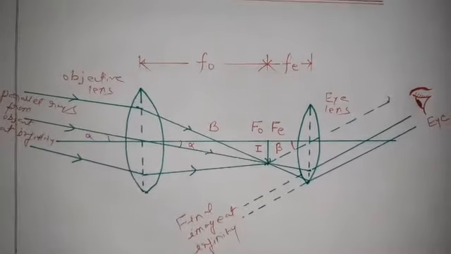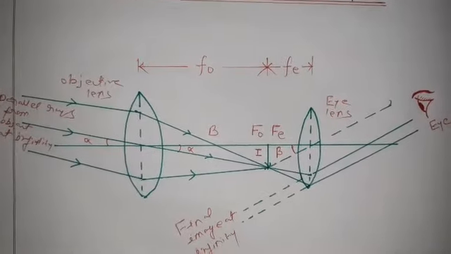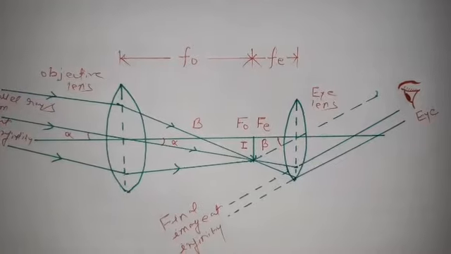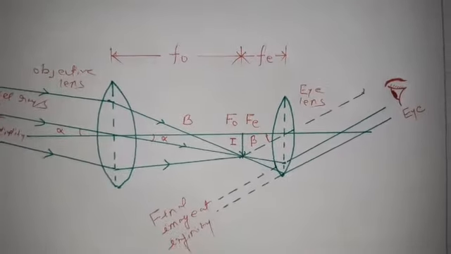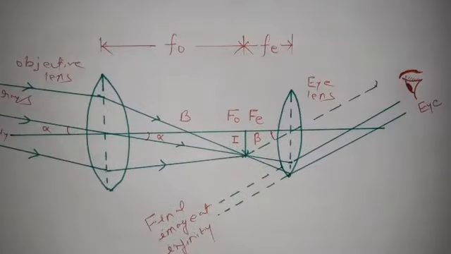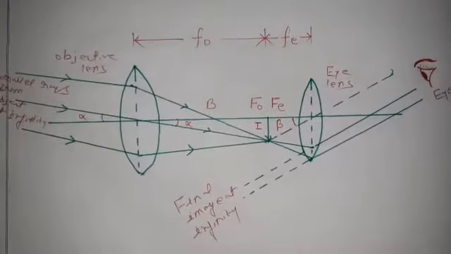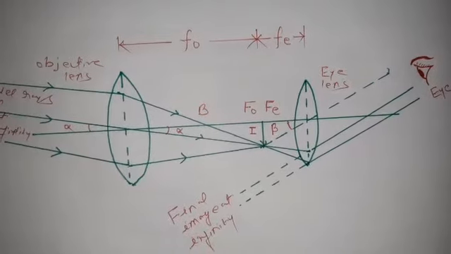So what is the astronomical telescope? An astronomical telescope is an optical instrument which is used for observing distinct images of heavenly bodies like stars, planets, etc., when the final image is formed at infinity. So this is the ray diagram when the final image formed is at infinity.